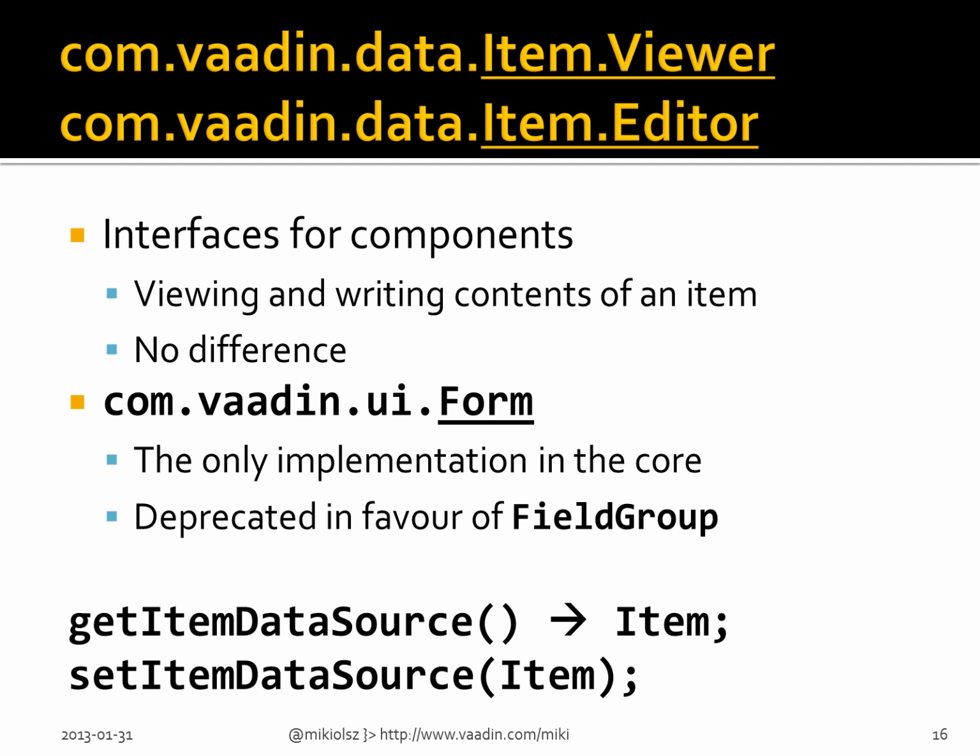And the two methods that we have are get item data source and set item data source, meaning that a component should update its state to whatever the contents of the item are. So it should get the property IDs and display them probably as some sort of fields with captions.